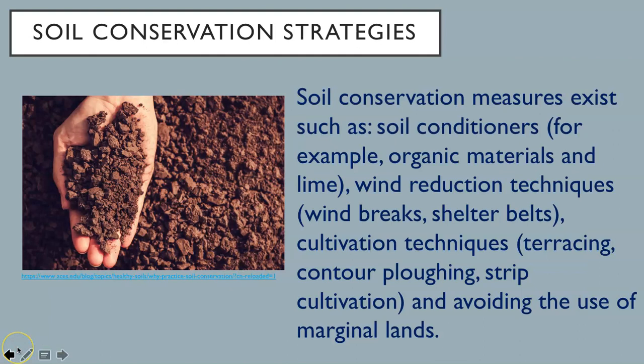Here is an overview of soil conservation strategies. Soil conservation measures exist such as soil conditioners, for example, organic materials and lime, wind reduction techniques, windbreaks or shelter belts, cultivation techniques, terracing, contour plowing, strip cultivation, and avoiding the use of marginal lands. Let's go into some more detail.